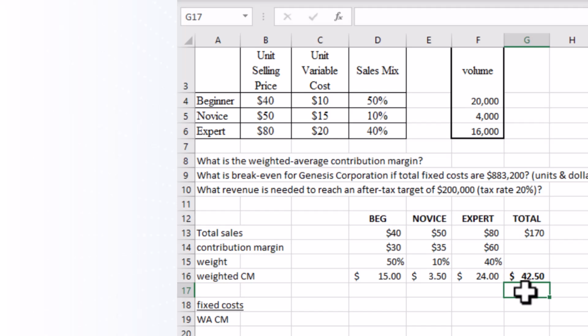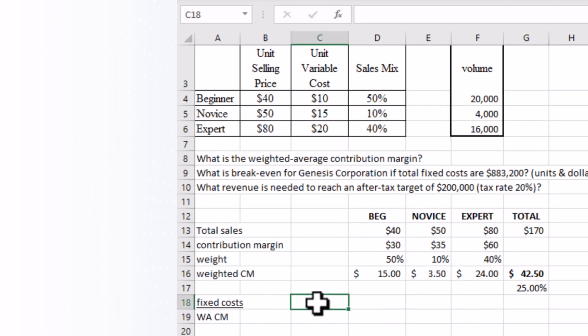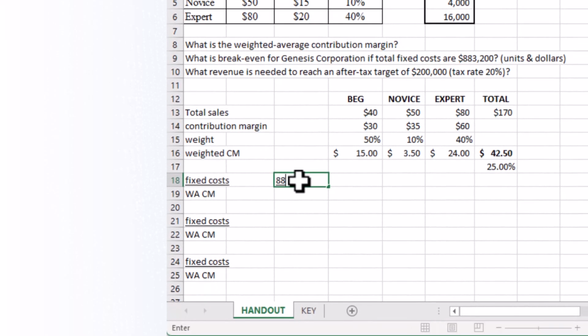So usually we're using percent. We're taking the contribution margin and dividing it by the total sales of all the products. We would usually use that. We can figure the contribution margin, the break even in units. Mathematically, we could do that.